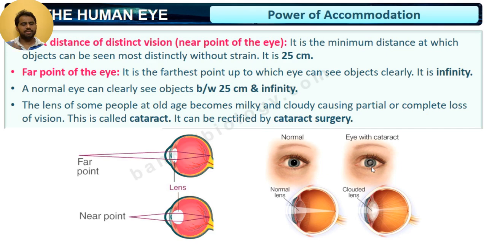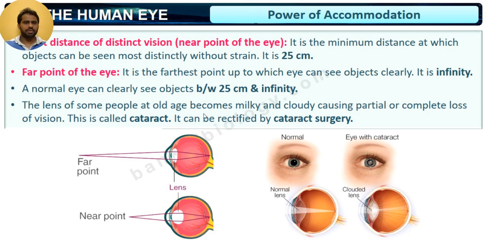So what is the distance of distinct vision, or the near point of the eye? The near point of the eye is the minimum distance at which objects can be seen distinctly without strain. It is 25 centimeters. What is the far point of the eye? It is the farthest point up to which I can see objects clearly. It is infinity. A normal eye can clearly see objects between 25 centimeters and infinity.